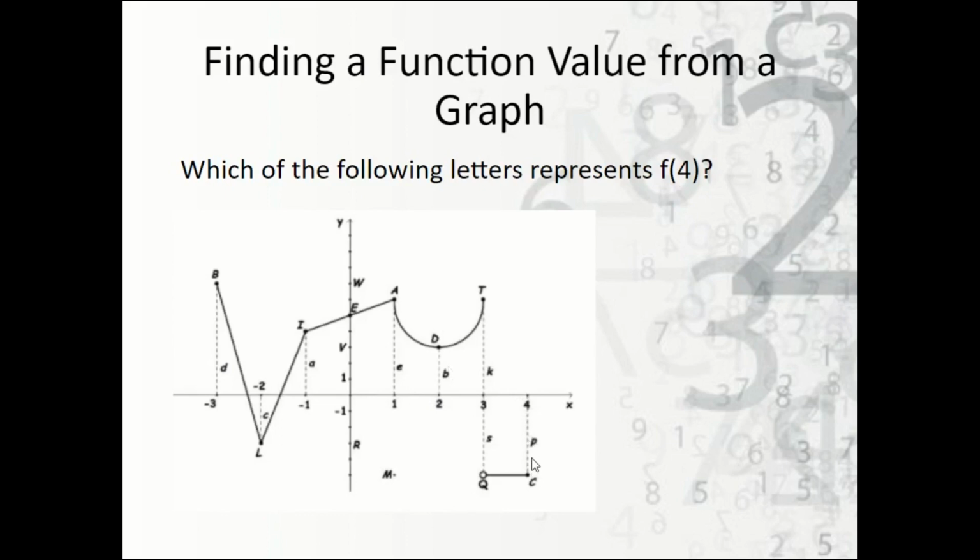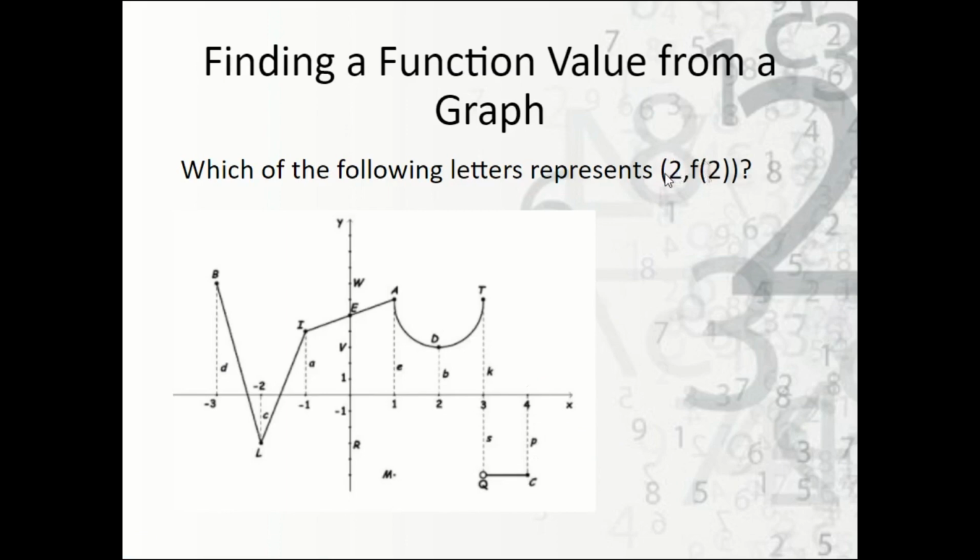So notice I have f of 4 is represented by this dotted line P here. So it's right there. And we would say then that P represents f of 4. Now, if it asks for the actual solution, then that would be C. So P is our answer in this one.